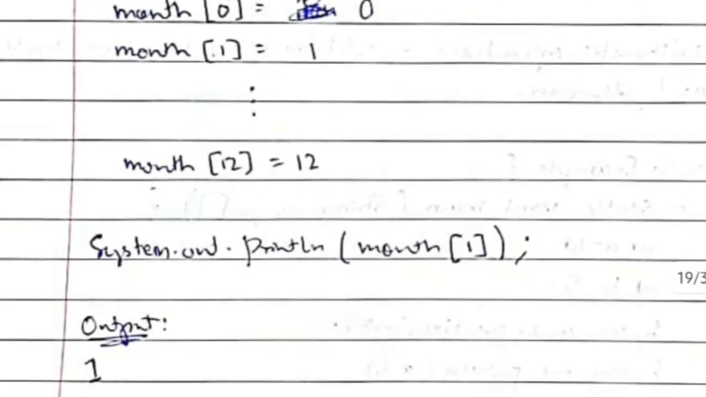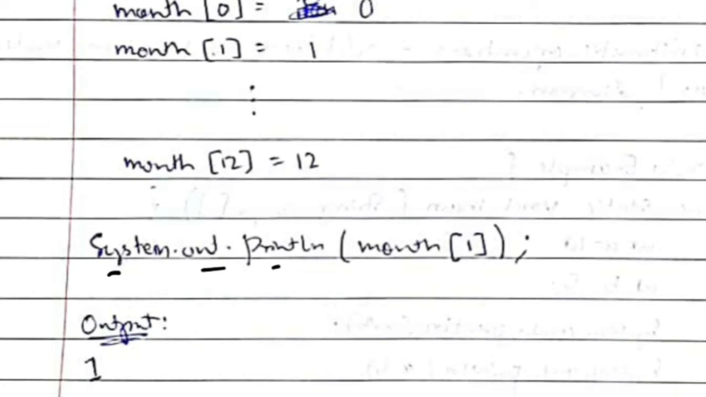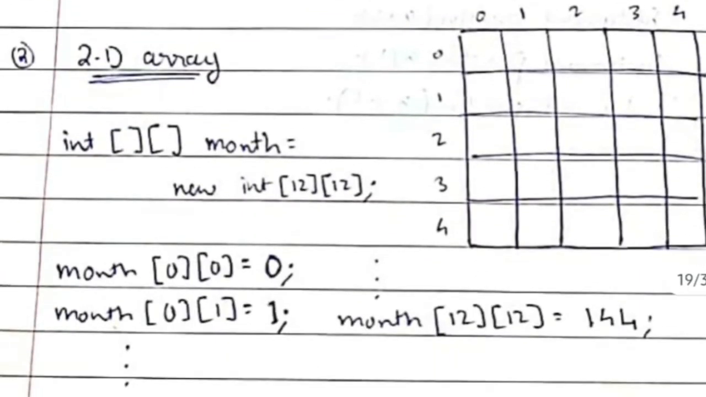And for printing you have to use System.out.println, and whichever element you want to print, mention that number here and that will be the output. Same thing for the 2D array also, you have to use two square braces, and here you have to mention the size, and the initialization and the output are the same as the previous one.